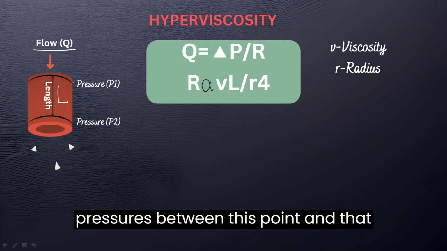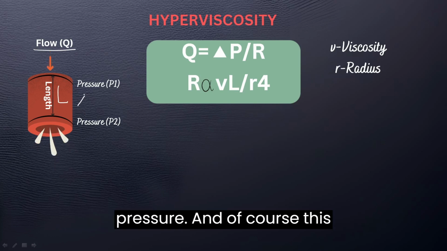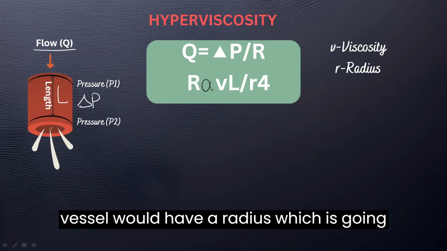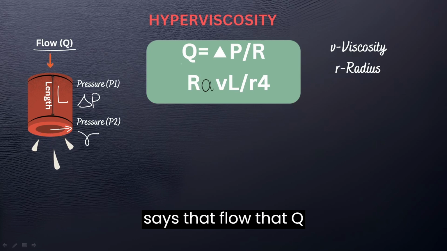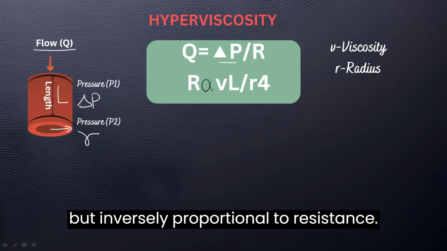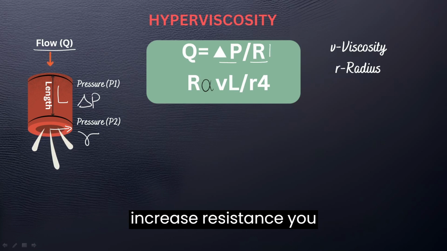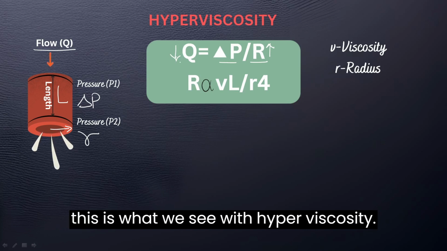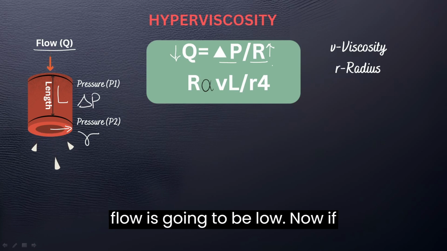The pressures between this point and that point I would represent as the mean pressure. And of course, this vessel would have a radius, which is going to be represented as R. So Mr. Poiseuille says that flow, that is Q, is directly proportional to the pressure, but inversely proportional to resistance. So we can then say that if you increase resistance, you certainly decrease flow. And this is what we see with hyperviscosity. The resistance is high, but then the flow is going to be low.